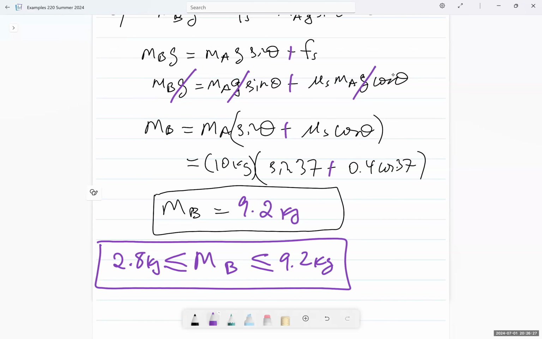If the mass of B is lighter than 2.8, then A is significantly larger, so the system is going to accelerate down. If m_B is greater than 9.2, then it will be a significantly heavier weight than the tension, so the system overall will go to the left. So that's kind of what we have. That means this is the range of values for the mass of B for the system to be in equilibrium.